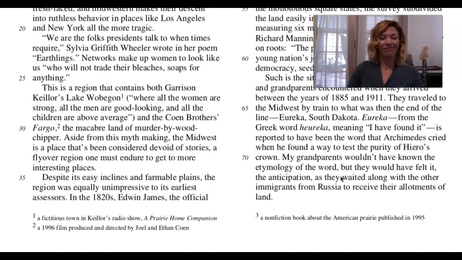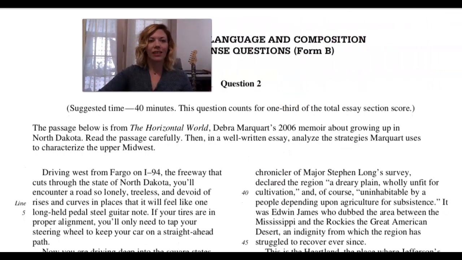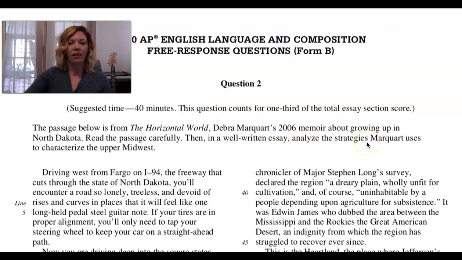Got it? Okay, so before we look at the student responses, let's review what our thesis would be. So our thesis would be, one last time from the top. So how does the author, or analyze the strategies, how does the author characterize the upper Midwest? Okay, so in her 2006 memoir, The Horizontal World, the author characterizes the Midwest as being misunderstood through her use of anecdotal evidence, historical record, and personal experience.